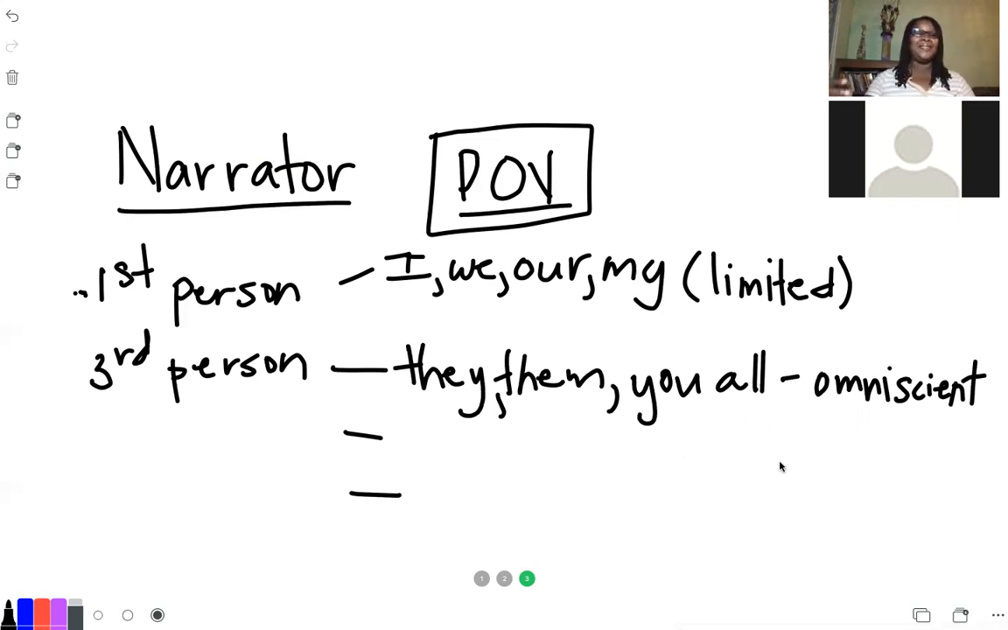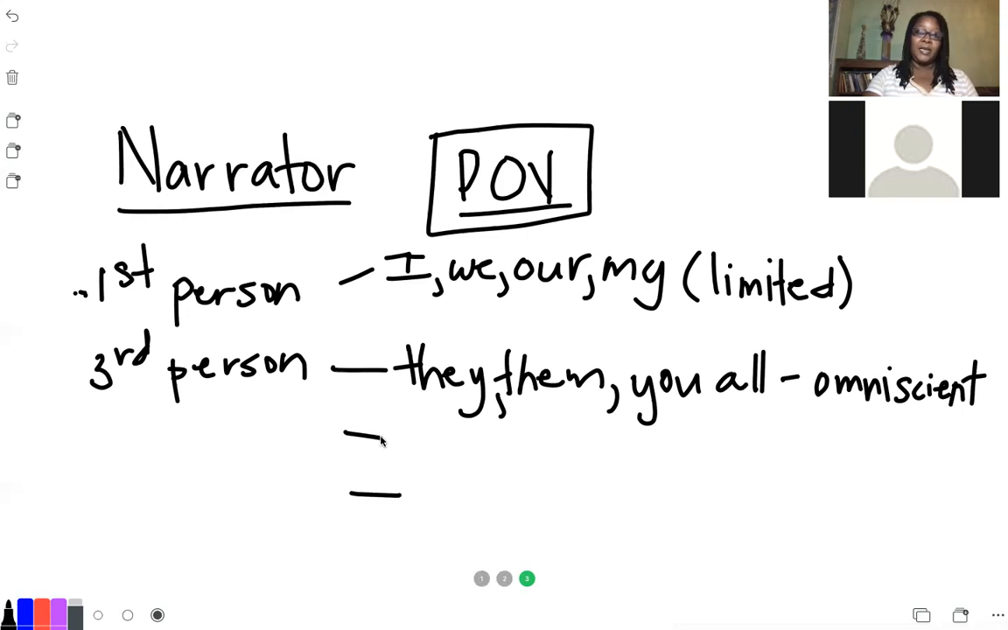So they are like from the outside looking in. They are looking down and seeing what everyone is doing. So they're able to talk about what person 1 is doing in the kitchen, what person 2 is doing in the living room, what person 3 is doing in the bedroom, what person 4 is doing in the bathroom, and so on and so forth. They can speak from everyone's point of view. That's the omniscient narrator.